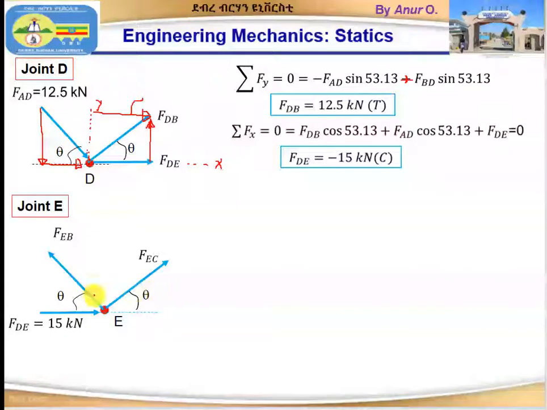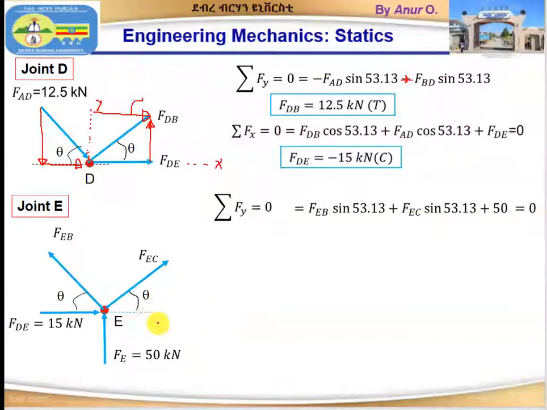What else do we have? At E there is a support reaction, FE, which is equal to 50 kilonewtons. What's left? Theta is 53.13. Now we can apply the equilibrium equations.